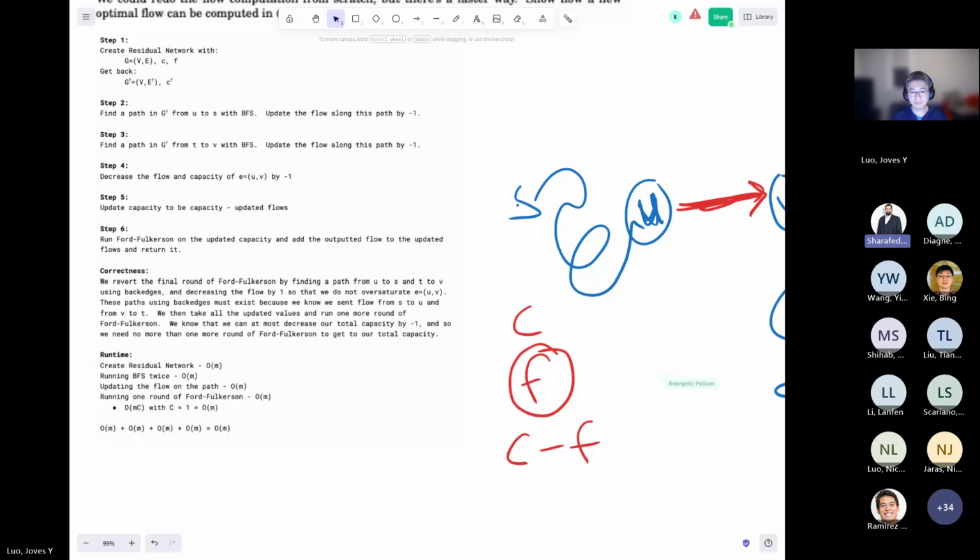So I have a specific question here. I understood that you decreased the UV capacity by one, but why are we decreasing all the capacity of the flow? Decrease the flow and capacity of EV by 1. We are, because like I said, if you don't reduce the capacity by the flow, you can't tell Ford-Fulkerson to run a partial max flow algorithm.